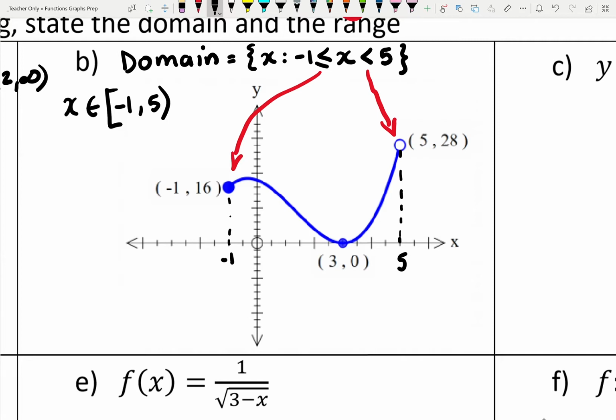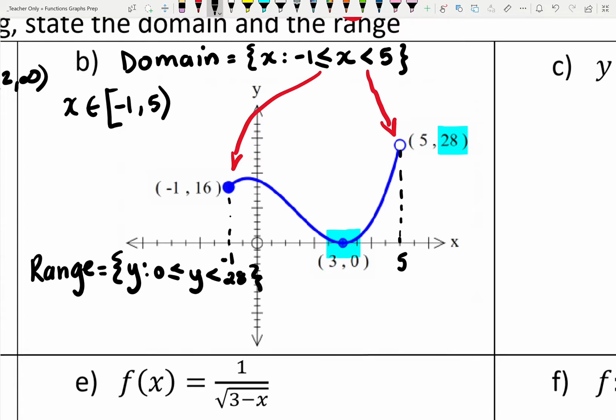All right, our range is going to be the set of all y such that, now if we're looking at our range, our lowest y value is 0 and our highest y value is 28. 0 is included, whereas 28 is not. So y is going to be between 0 and 28, where 0 is included, 28 is not. Or our range is y is an element of 0 is included, 28 is not.